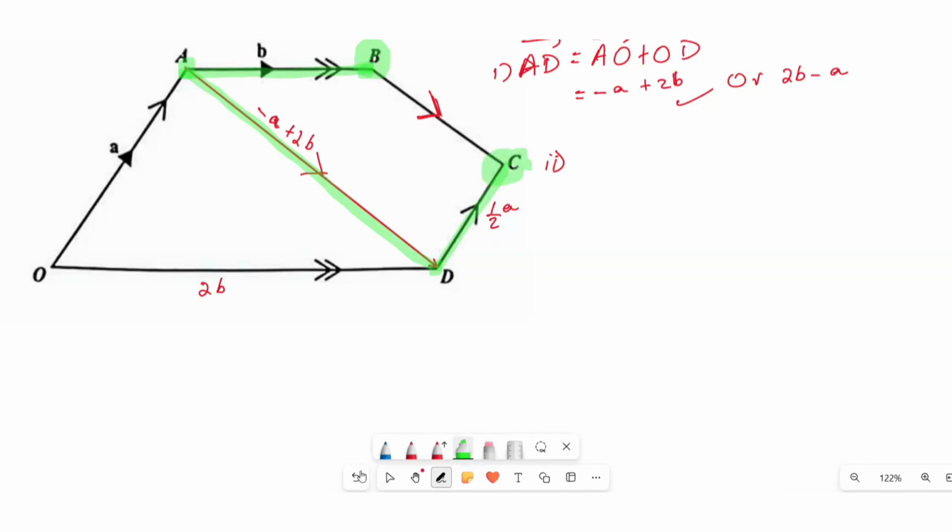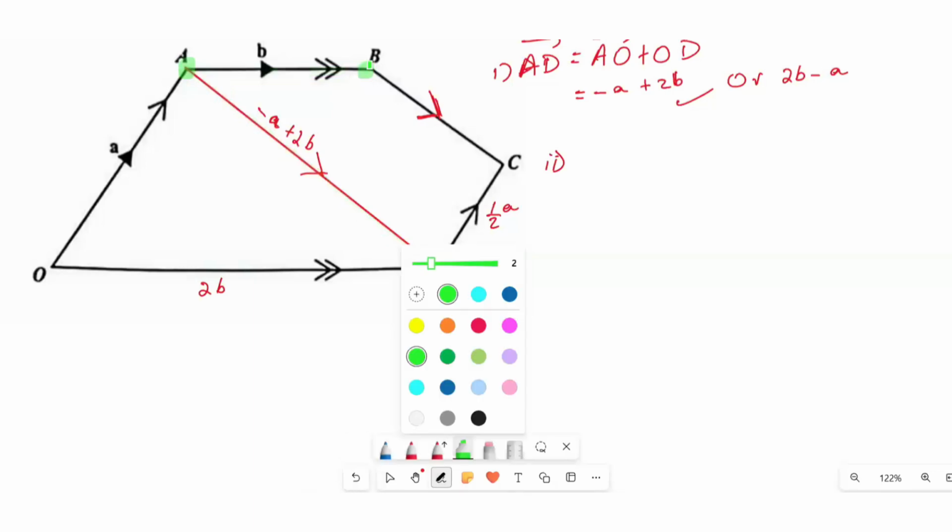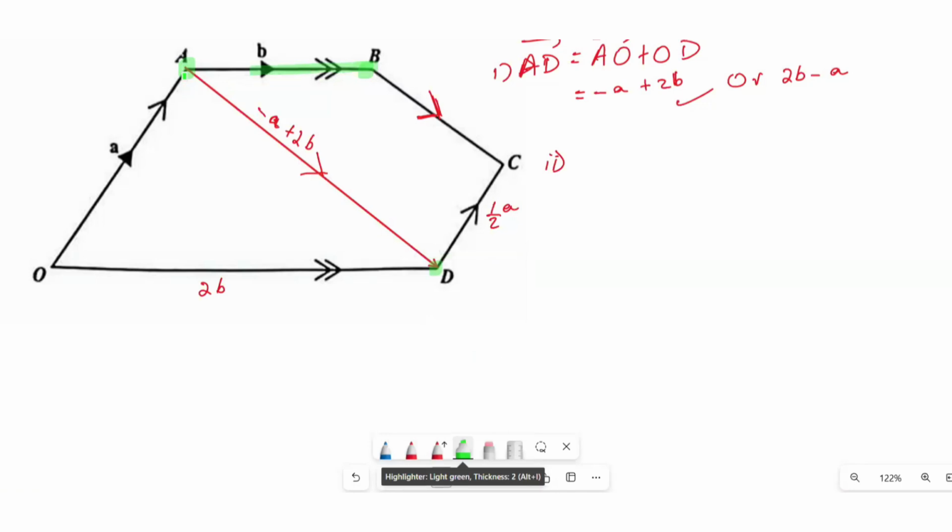That's it. I agree that we could take other routes. For example, you could have gone here. You could have said, okay, B to A, A to O, O to D, D to C. And you would have gotten the same answer. All right, so it's up to you what you want to take. But I think I'm going to take the route here. It's a little bit less work.